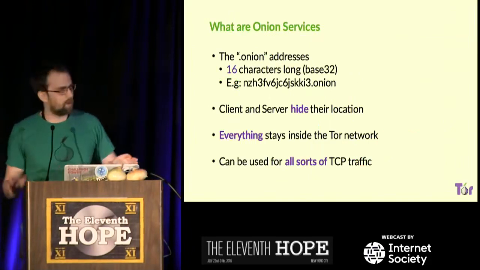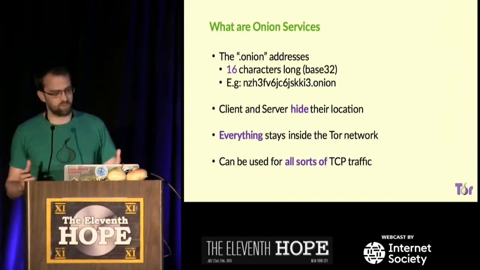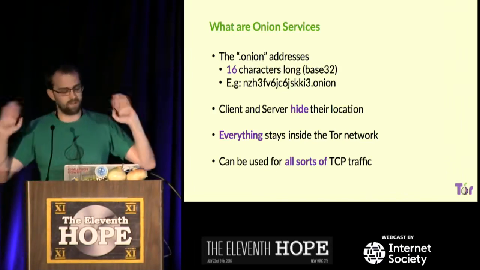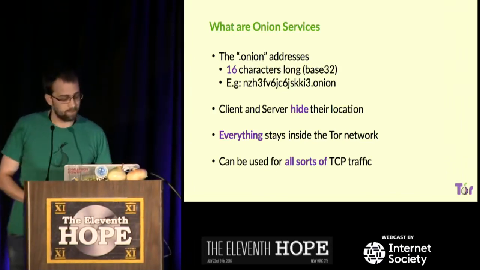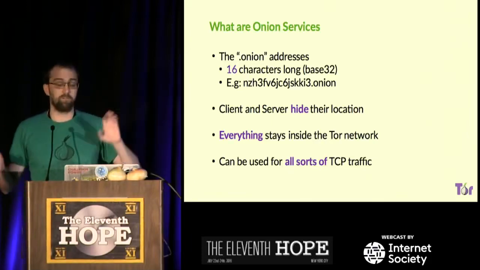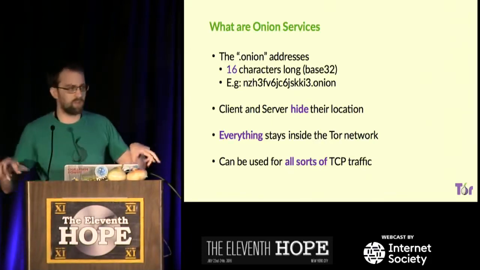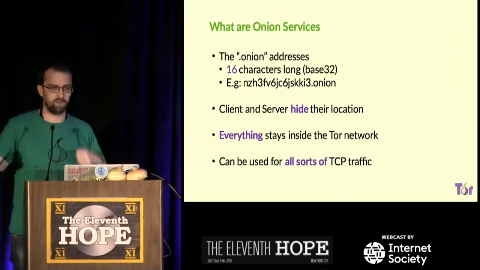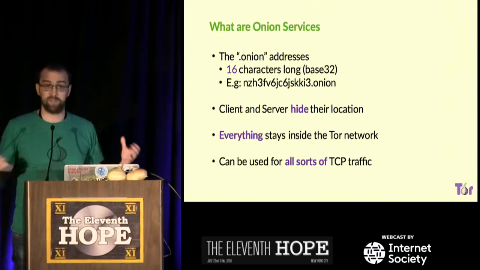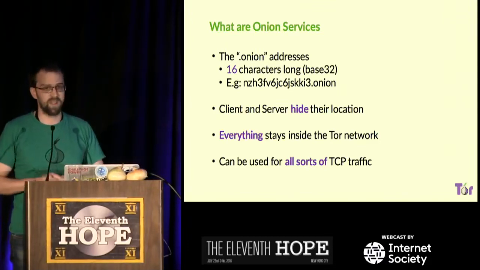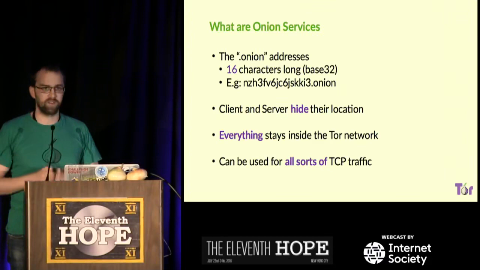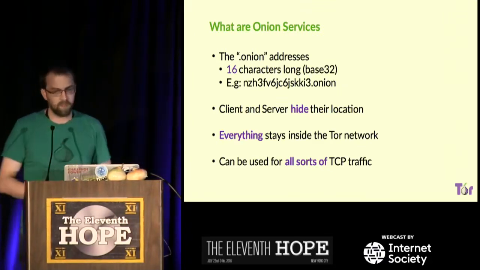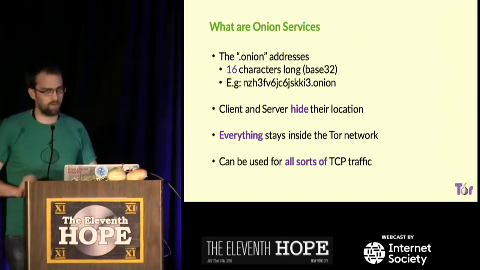So, a quick overview of what hidden services, now onion services, are. Basically, one .onion address is 16 characters long, it's base 32, so it's pretty easy to understand. Both the client and service sides are hidden, so both are anonymous. That is a very important property, because as a client and as a server, you can protect yourself. Everything stays inside the Tor network. That means the onion service traffic doesn't go outside, it doesn't go through an exit node as on the internet. And it carries all sorts of TCP traffic. Remember, Tor is only TCP.